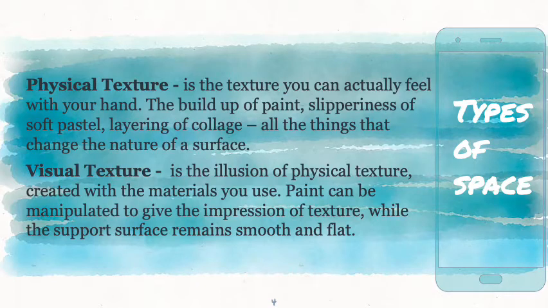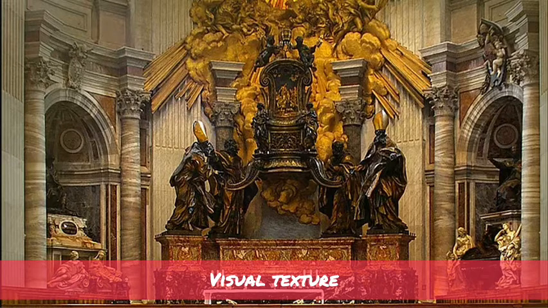Transparent watercolor or gouache generate little physical texture other than the roughness of the paper they are applied to. While pastel, oil paint, or mixed media allow advantages to be taken of physical as well as visual texture. In architecture and sculpture, physical texture is more obvious, but visual texture is still employed. Okay, so that's the difference between physical and visual texture.